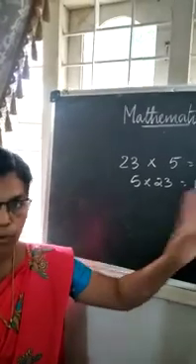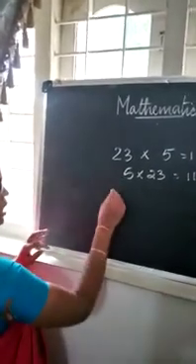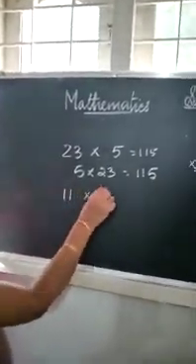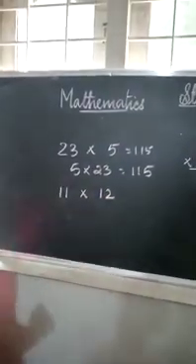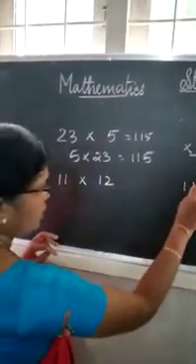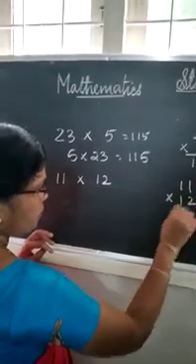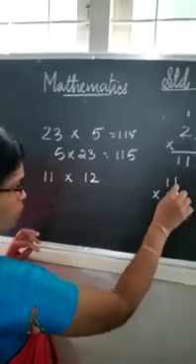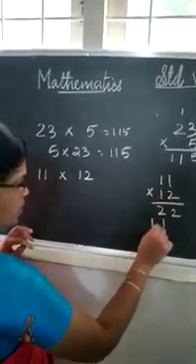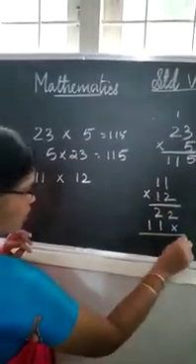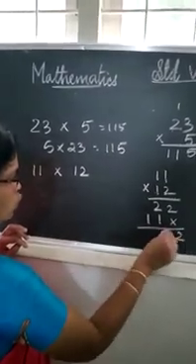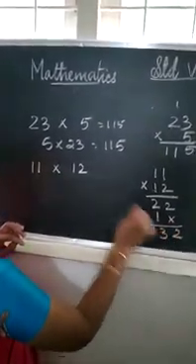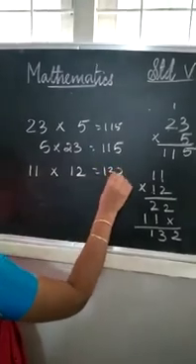For two-digit numbers, let us see 11 into 12. Let us multiply 11 and 12. 2 ones are 2, 2 ones are 2. 1 1 is 1, 1 1 is 1. So when you add, 2 plus 1, 3, the answer is 132.